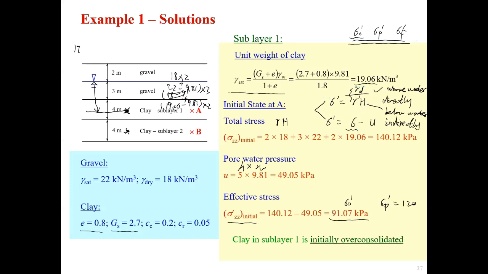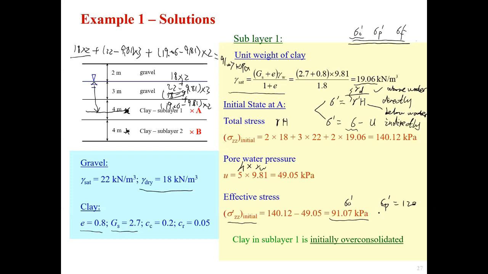Let me write it clearly. So 18 times 2, that's above water, so that's dry soil. And then you sum 22 minus 9.81 times 3, because you use the saturated unit weight minus the unit weight of water. So that's the calculation of the gravel stage. And then the calculation of the clay part will be 19.06 minus 9.81 times 2. So the answer will be the same, 91.07 kPa. We already practiced this a lot in lecture 3 or 4.